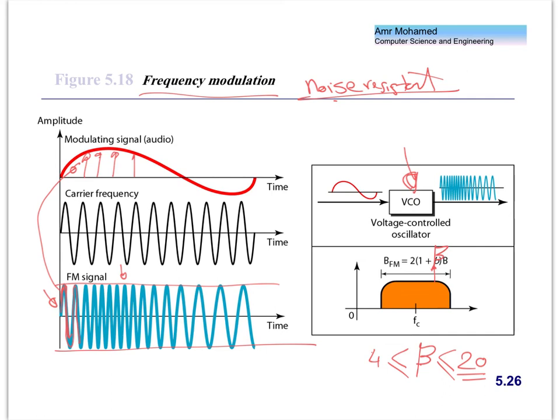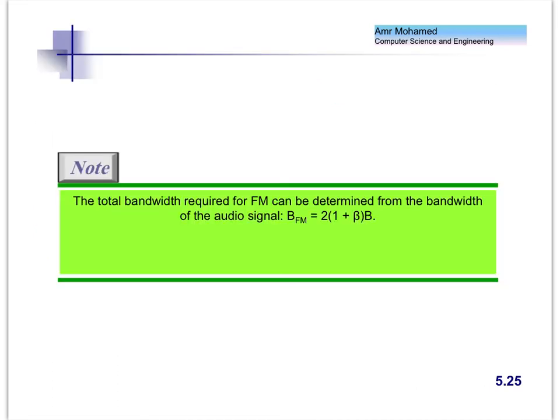It's that high, okay? So again, this beta depends on the amount of frequency ranges that you can accommodate, because as the amplitude of the input signal gets very high, the frequency of the signal gets very high. So you have to have a limit. So beta is from 4 to 20. So in that case, the bandwidth for FM is 2 times 1 plus beta times B.